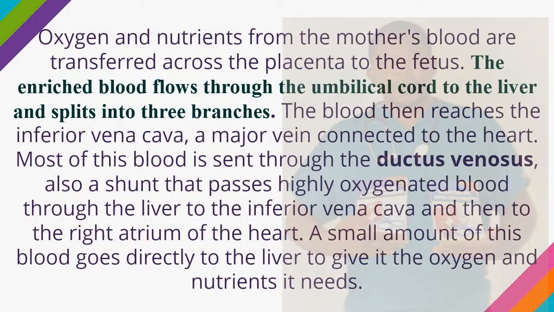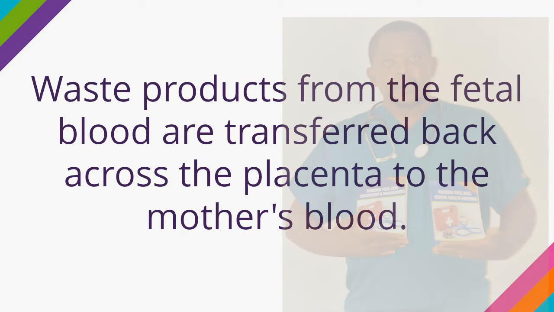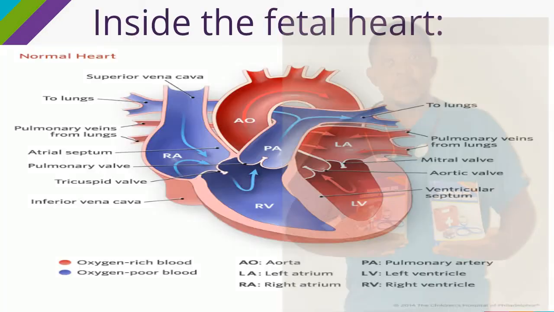The enriched blood flows through the umbilical cord to the liver and splits into three branches. The blood then reaches the inferior vena cava, a major vein connected to the heart. Most of this blood is sent through the ductus venosus, also a shunt, that passes highly oxygenated blood through the liver to the inferior vena cava and then to the right atrium of the heart. A small amount of this blood goes directly to the liver to give it the oxygen and nutrients it needs. Waste products from the fetal blood are transferred back across the placenta to the mother's blood.